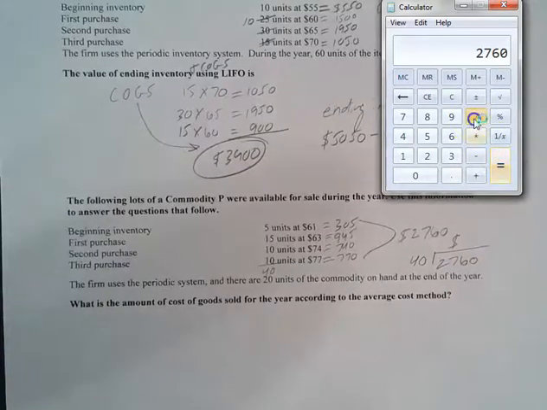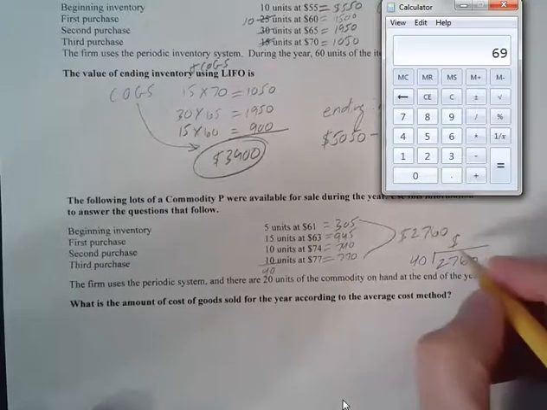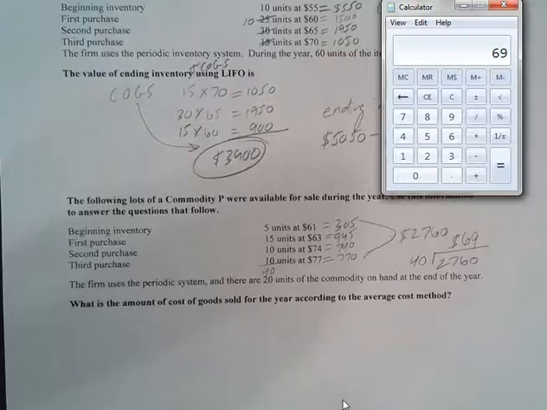Okay? Now, if we take those 40 items and we divide it into $2,760, we're going to get our average cost per unit. So let's just do that. Comes up to $69 per unit. Notice there was never a single time that we ever paid $69. In fact, the closest that we paid to $69 was $74, which is $5 off. That's quite a bit. So our average cost is $69.